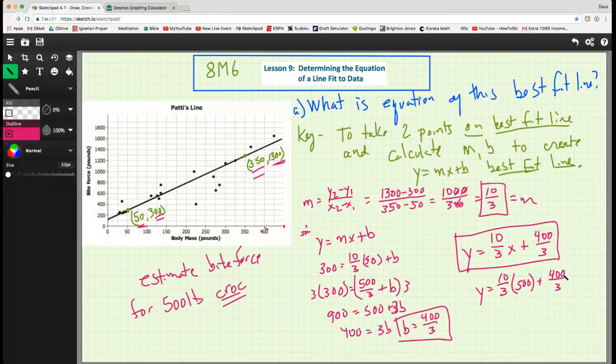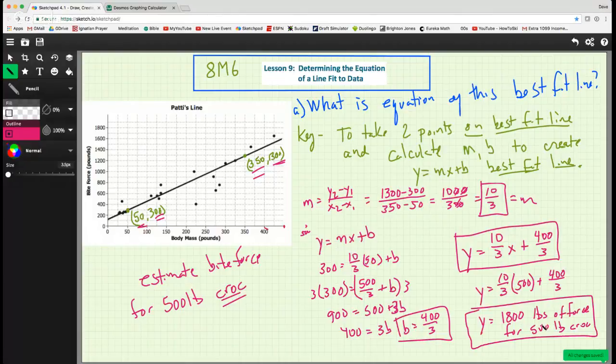And the answer is 1,800. So y equals 1,800 pounds of force for a 500-pound croc. So this 500-pound croc can generate force that's over 3 times his body weight. Unbelievable. So hopefully all this makes sense.